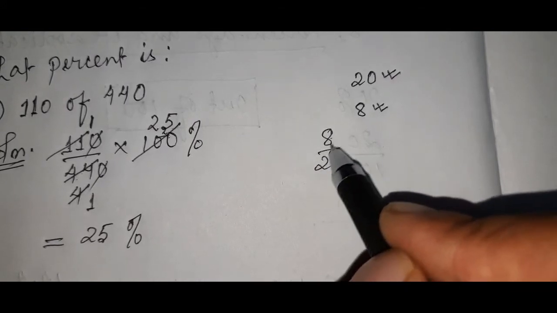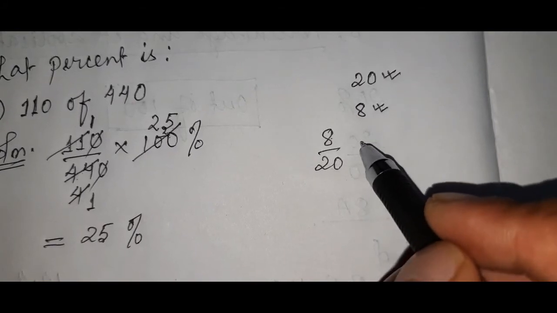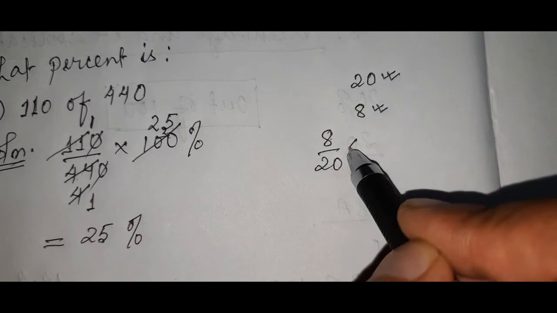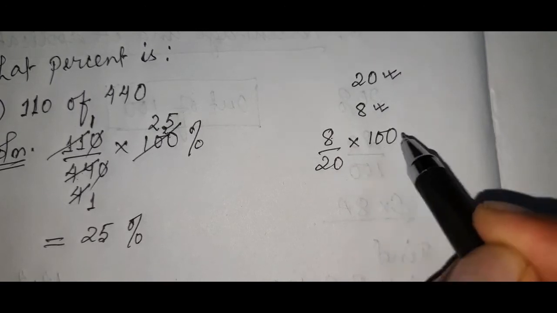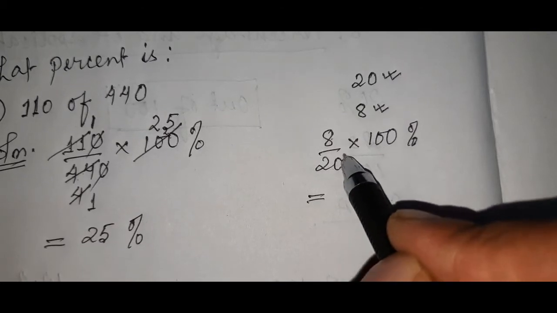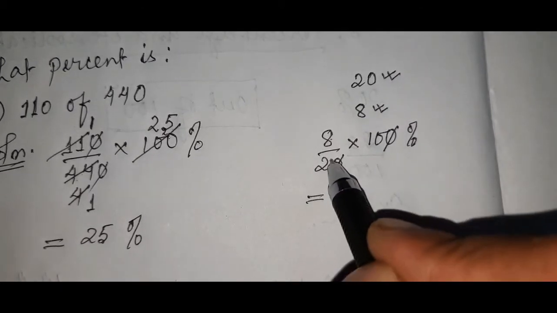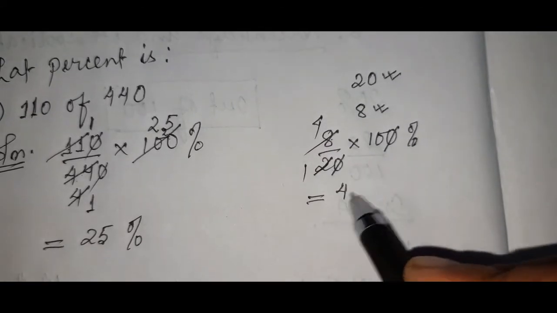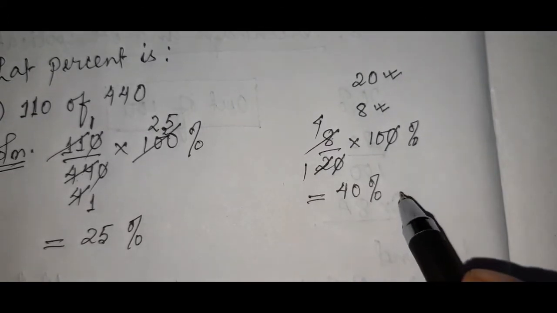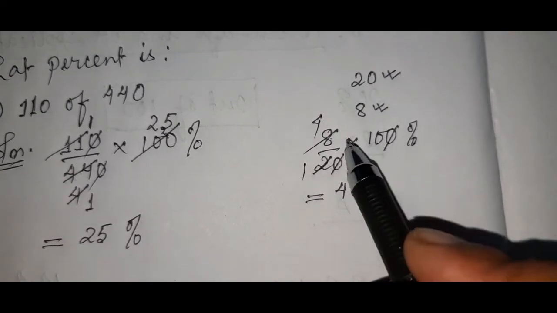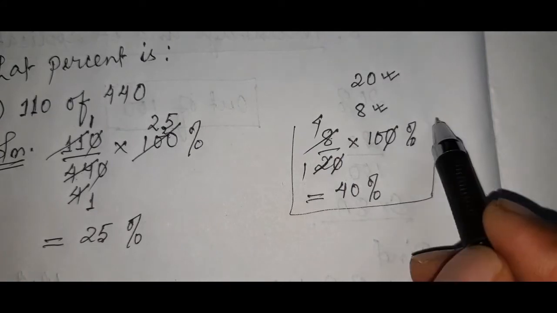Now if you want to find the percentage of how much you get here, then you will simply multiply with 100. Okay, and so this will be percent now. So now you cut the zeros, 2 1s are 2, 2 4s are 8, so you get here 40%. Okay, so this is how you find percentage. This is how you calculate the percentage of what you get in your class test.